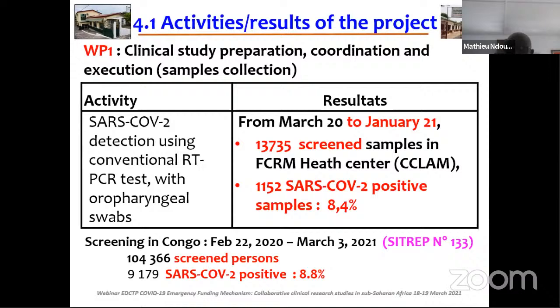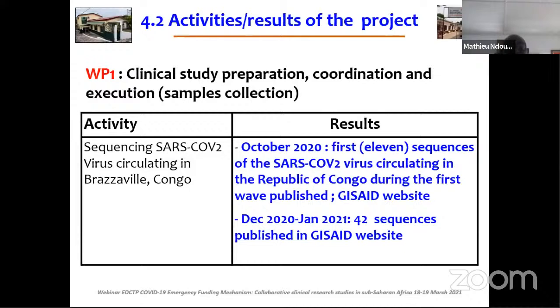In the work package, we are also doing sequencing of virus circulating in Congo. Two times we have sequenced this virus: in October, the first 11 sequences, and in December and January, 42 sequences published on the GISAID website.